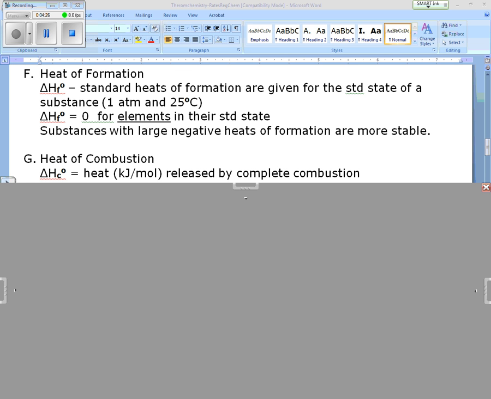You basically have a little capsule that you put your sample in. It has an ignition wire. You seal the capsule, submerge it in water. You have the initial temperature of the water, then you hit the ignition switch and it combusts the material inside that capsule and the heat is transferred to the water. And you can measure the temperature change that way. And that's a bomb calorimeter as opposed to a coffee cup calorimeter.